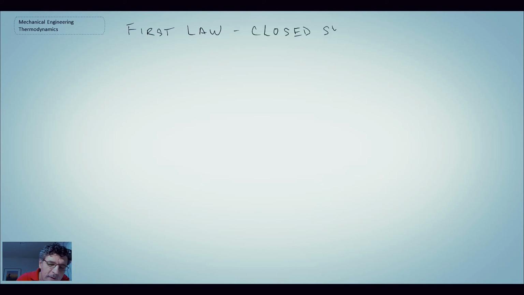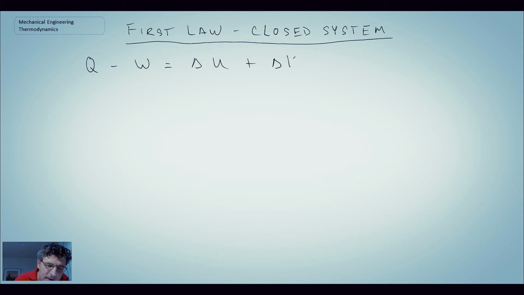We talked about this in an earlier lecture. So if you recall, we had Q minus W is equal to the change in internal energy plus the change in kinetic energy plus the change in potential energy. Now what I'm going to do here is take work and say that it consists of what we'll call other work plus work boundary.